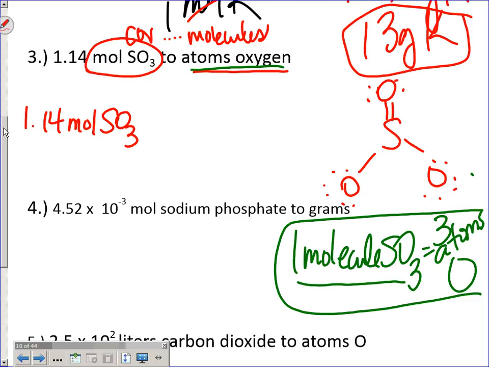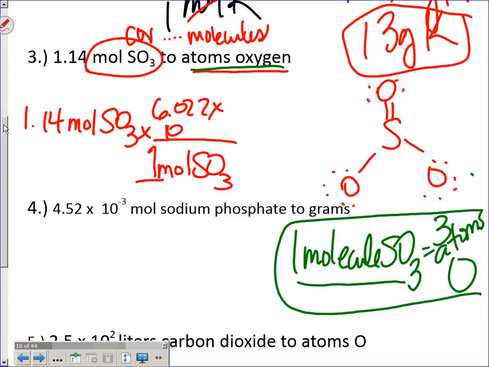We have 1.14 moles of SO3, and you say I'm going to use Avogadro's number. Do I want to put moles on the top or moles on the bottom? Bottom. So remember, you're always referring to 1 mole, and that 1 mole of SO3 has how many molecules in it? 6.02 times 10 to the 23 molecules of SO3. Yes, it's important to write the identities, because as we change identities, SO3 to oxygen, I won't know what you're talking about, nor will you. So now our moles of SO3 cancel. Now I have molecules of SO3.